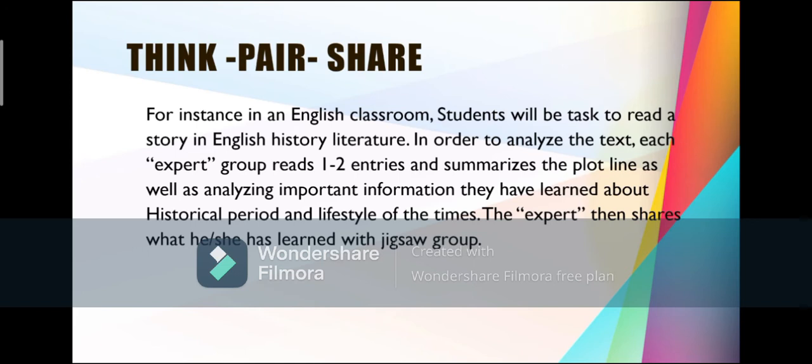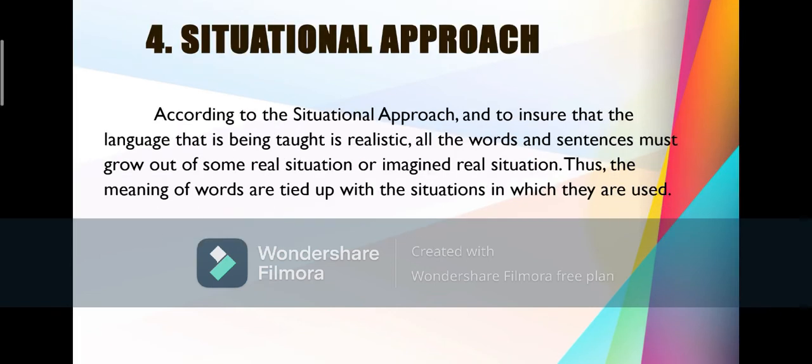Students will be tasked to read a story in English history literature. In order to analyze the text, each expert group reads one to two entries and summarizes the plot line, as well as analyzing important information that they have learned about historical periods and the lifestyle of the times. The expert then shares what he or she has learned with the jigsaw group.